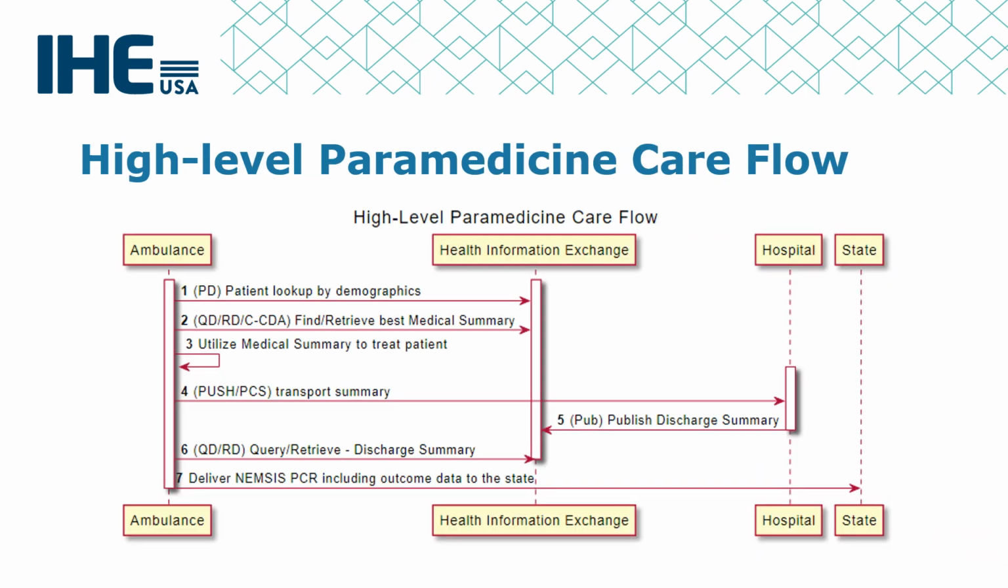So in the EMS community, as I understand it, there is this paramedicine care flow summary, and essentially it looks much like this. This is higher level from what we just got done discussing. So: patient lookup. You saw that patient discovery workflow on some previous slides. Query for documents and retrieve the document. That would be the consumption slide that I showed a little bit ago.